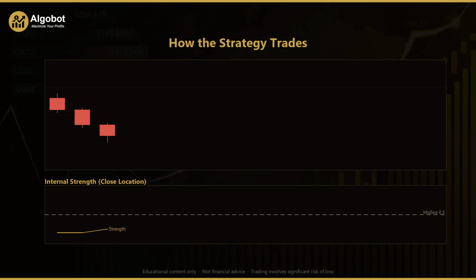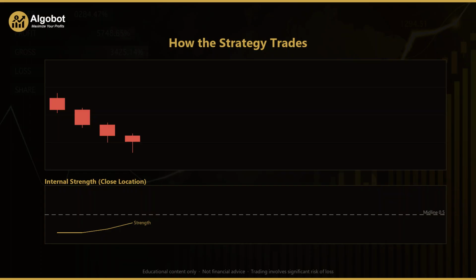The panel underneath price is the internal strength line, the smooth close location value, running between 0 and 1, with a dashed midline at 0.5 that separates weak closes from strong ones. Watch how it diverges from price. That's the whole game. Start on the left.